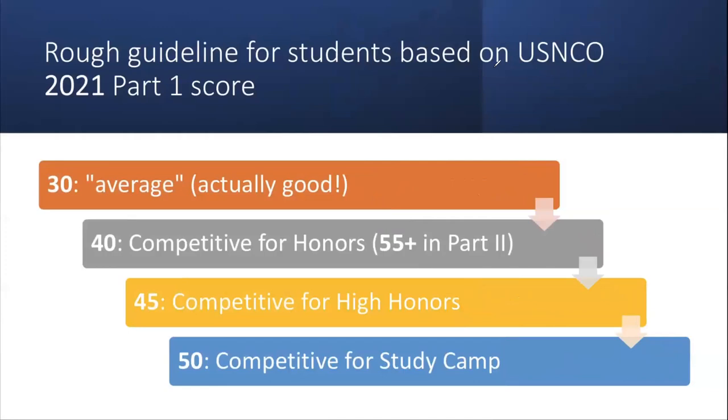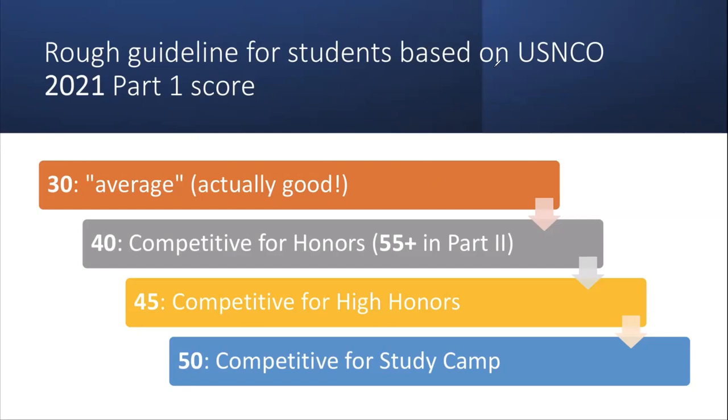According to the test writer, 30 points in the national part 1 is the average. Actually, it's pretty good, considering the difficulty of the test, right? And 40 out of 60 should be competitive for honors. Based on the data in 2021, you should score at least 55 points in part 2 to get the honors, even if your part 1 is much higher than 40. You still have a cutoff in part 2. Does this make sense to you guys? I think the general idea is clear, right?